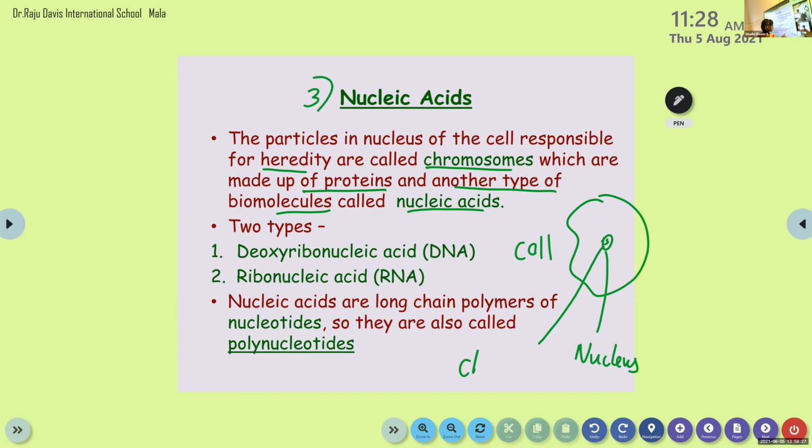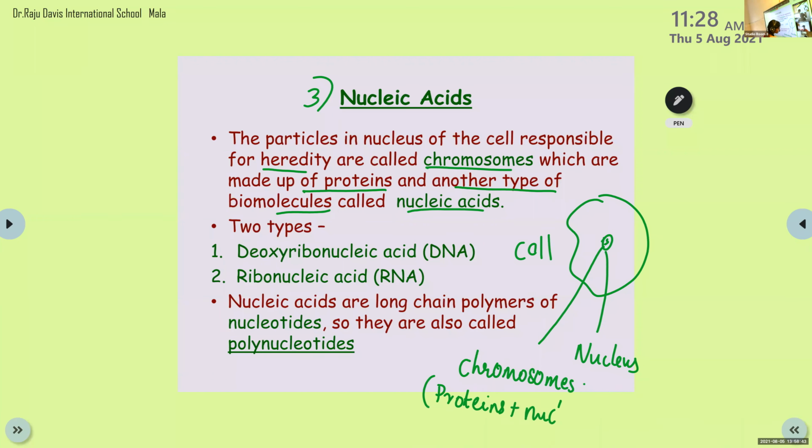They are known as chromosomes. They are responsible for our heredity. And these chromosomes are made up of proteins and another biomolecule, known as nucleic acid. Proteins plus nucleic acid.